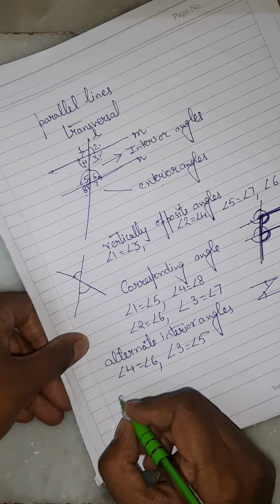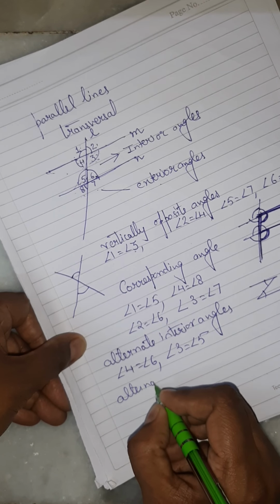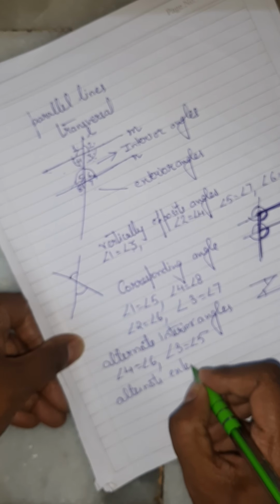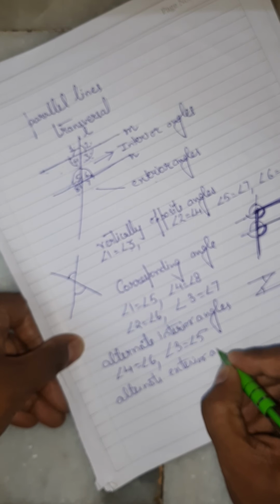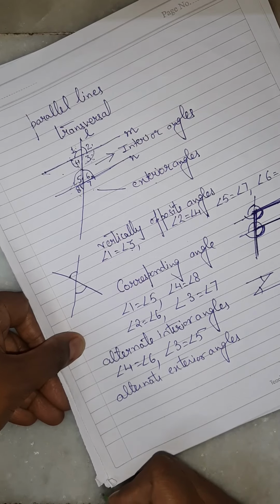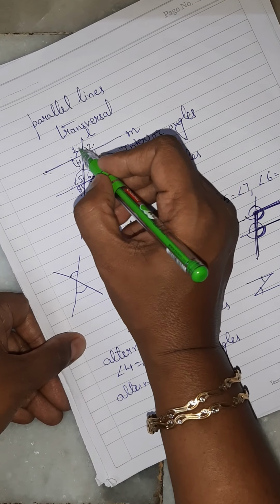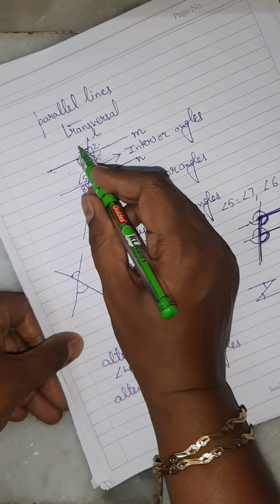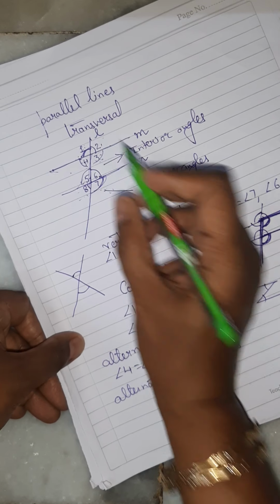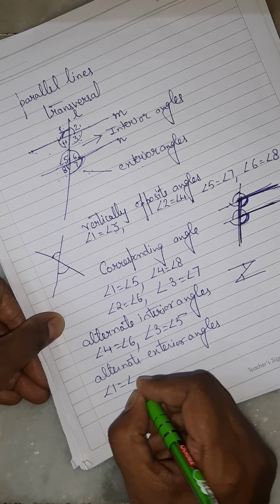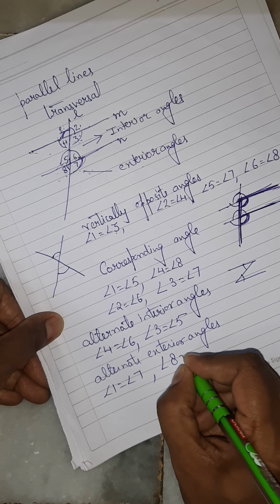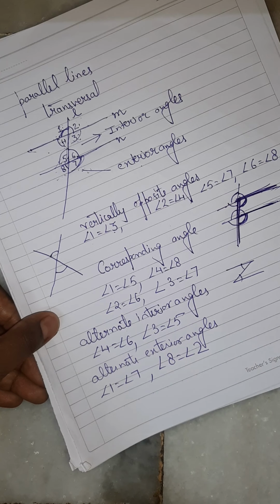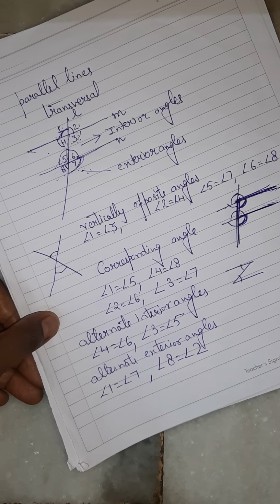And when we talk about alternate exterior angles, which are the exterior angles over here? We can say exterior 1 and, on the opposite side of the transversal, 7. So 1 and 7, 8 and 2. We can say angle 1 is equal to angle 7 and angle 8 is equal to angle 2. They form alternate exterior angles, right?